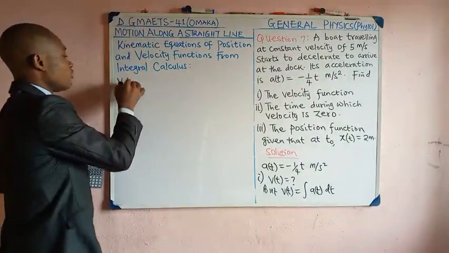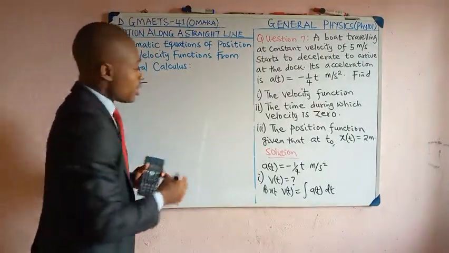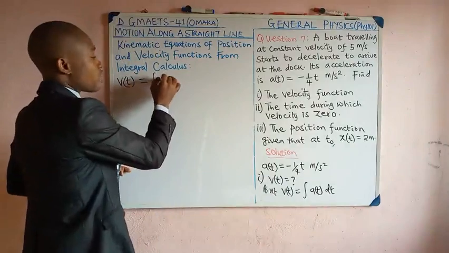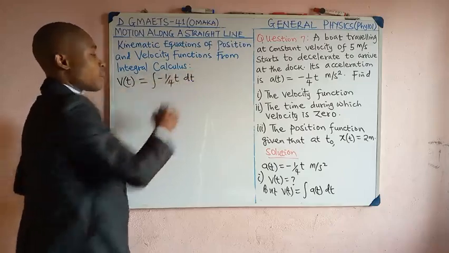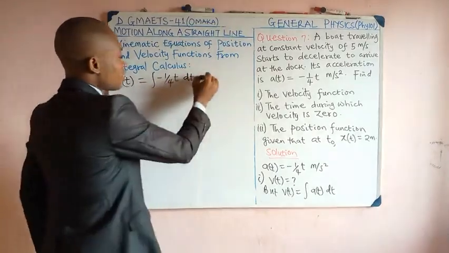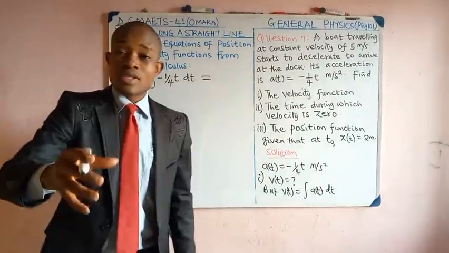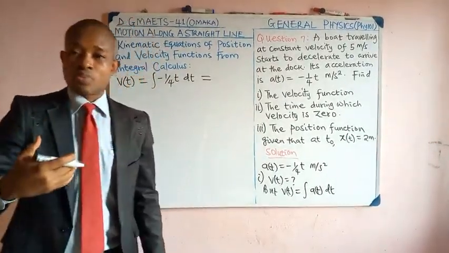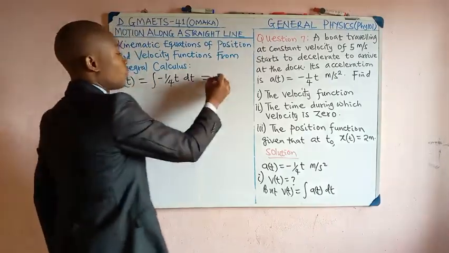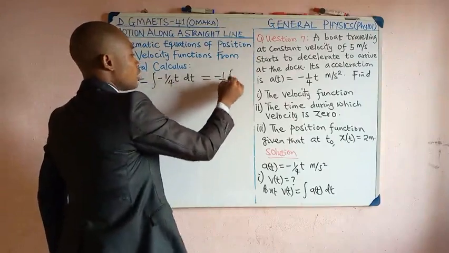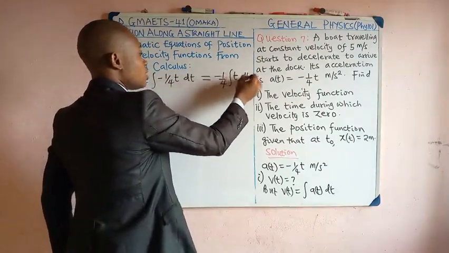So that's going to give us v of t equal to the integral. The acceleration function is minus 1 over 4 t. Alright, so we're integrating it with respect to t. Constants are usually brought out of the integration sign. So this minus 1 over 4 will come out as a constant. We're going to have the integral of t dt.